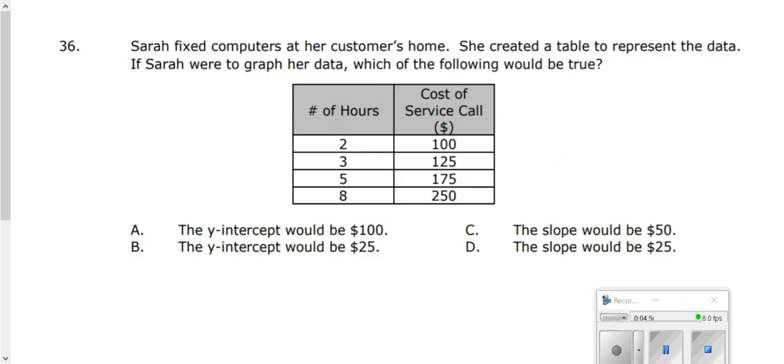Number 36, Sarah fixed computers at her customer's home. She created a table to represent the data. If Sarah were to graph her data, which of the following would be true? A, the y-intercept would be 100. B, the y-intercept would be 25. C, the slope would be 50, or D, the slope would be 25.